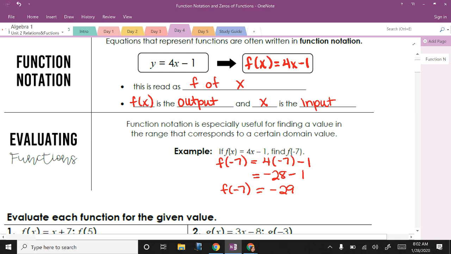So that's it. Do we have to write it in the ordered pair form? No, because we're in function notation. Function notation, you leave it like this. All right.